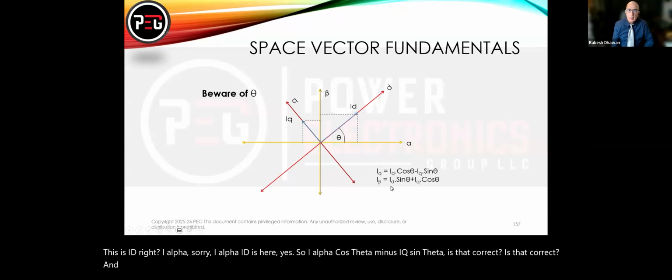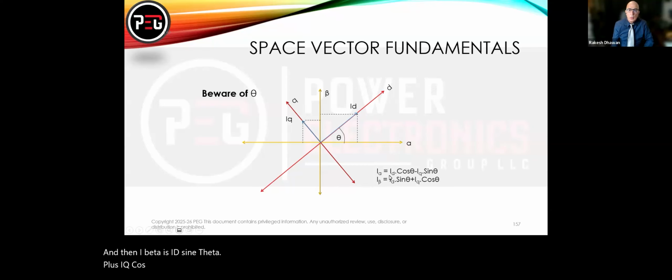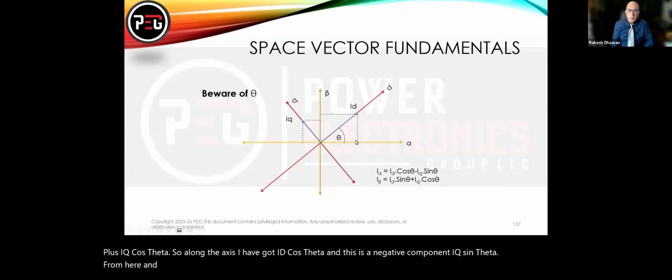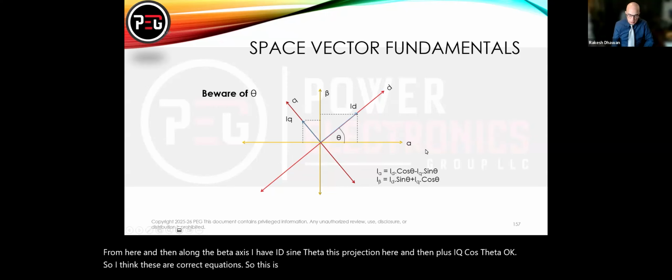And then I beta is ID sine theta plus IQ cos theta. So along the alpha axis, I have ID cos theta, and this is a negative component, IQ sine theta from here. And then along the beta axis, I have ID sine theta, this projection here, and then plus IQ cos theta. Okay, so I think these are correct equations. So this is my first construct I want to talk about.